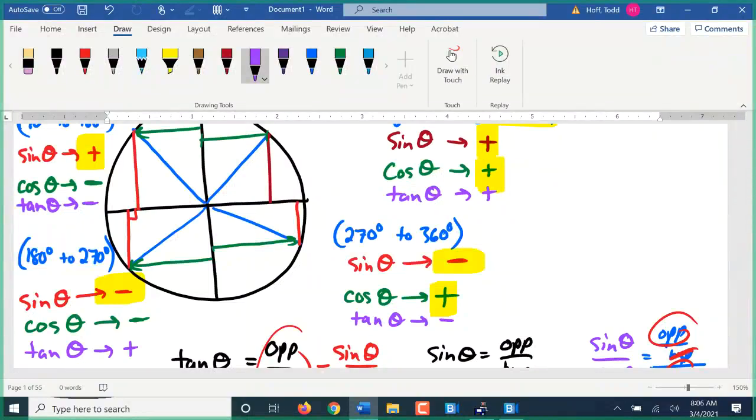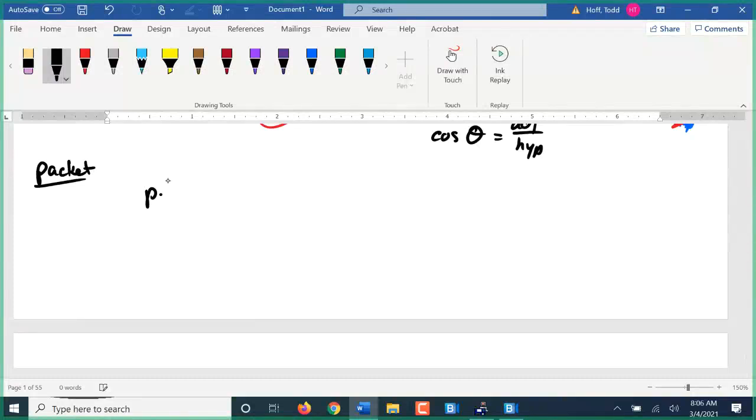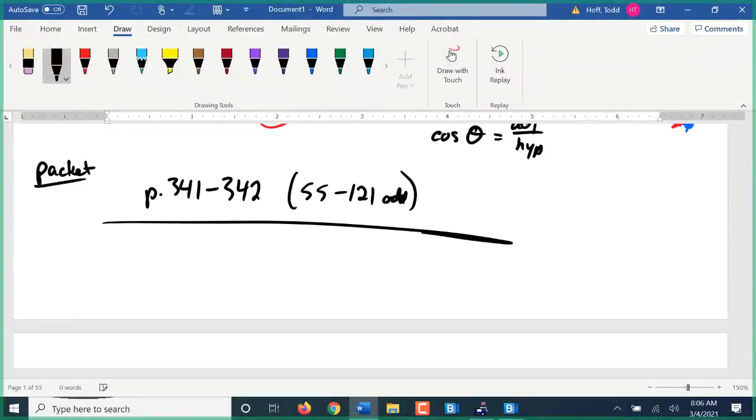Monday, we will go over inverse functions for secant, cosecant, and cotangent, and how those keystrokes are used. For right now, in your packet, it is pages 341 to 342, problems 55 to 121, the odds. Find the value of those functions, and then find the inverse function to get back to the angles.